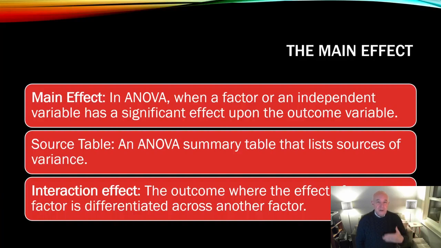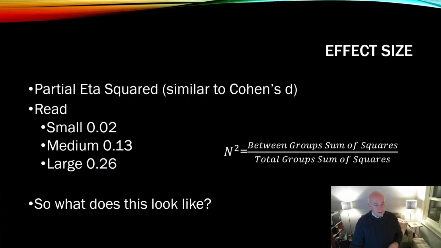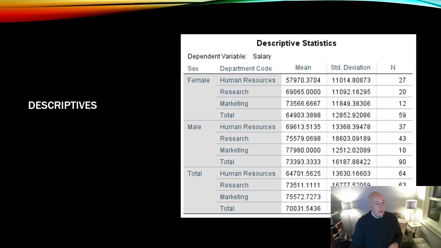And it looks just like interpreting a one-way ANOVA, except that you have a second piece and a third piece, and it works just the same in terms of all of those, including effect size. So you get descriptives, and in this case, this is my example of salaries. You get males and females, and you also get the departments, and you get a total.